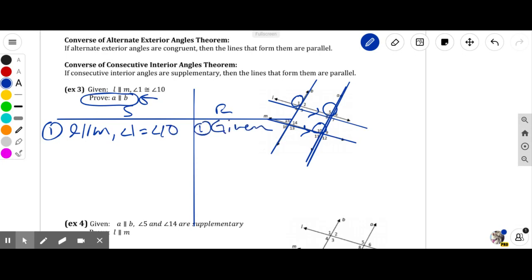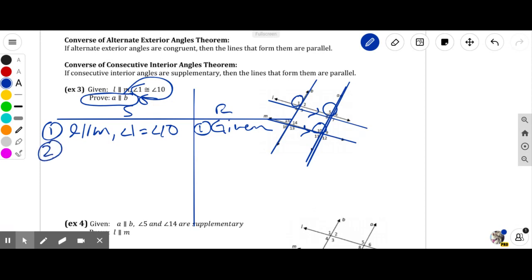And so what we're going to do is I can say that 5 and 10 are congruent. If 5 and 10 are congruent and we were given 1 and 10 are congruent, wouldn't that make 5 and 1 congruent by transitive property? So by transitive property, 1 and 5 would be congruent as well. And so once I show 1 and 5 are congruent, those are corresponding angles. Then I can use the converse of that postulate to say that the lines that make them are parallel.